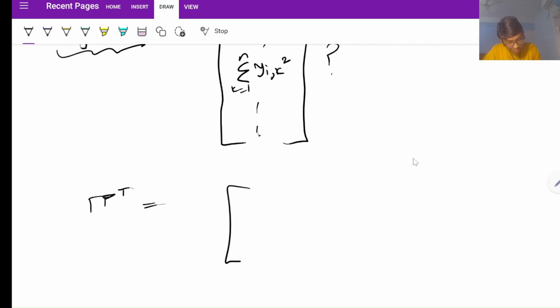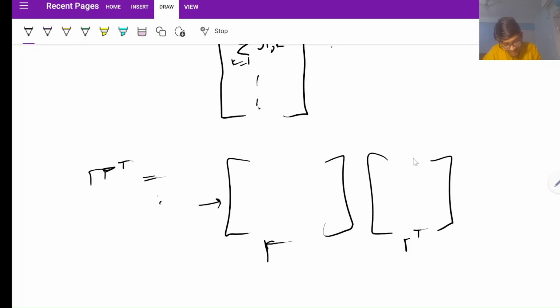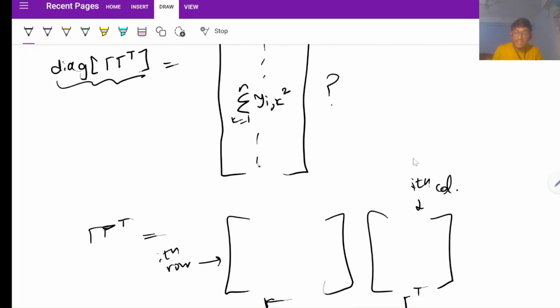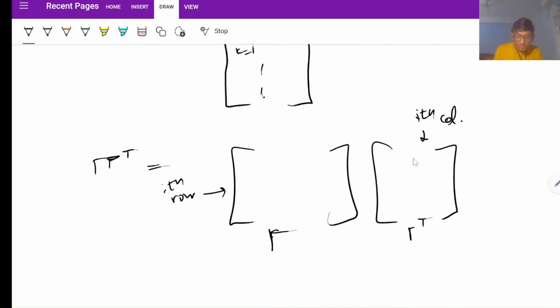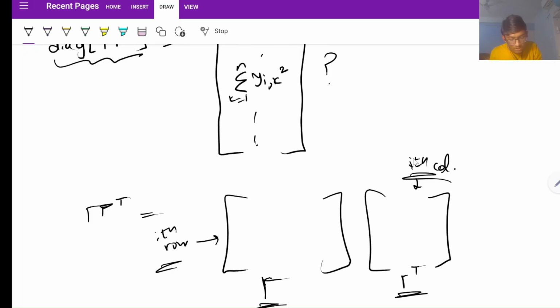Gamma times gamma transpose is just us multiplying the matrix gamma with its transpose here, right? And observe one thing, that the ith row of gamma will just be the ith column of your gamma transpose. And when we talk about the diagonal elements of gamma gamma transpose, then the diagonal elements will be of the form of i comma i, right? So consider the i comma ith element of gamma gamma transpose. That would just mean us multiplying the ith row of gamma with the ith column of gamma transpose. Basically we're multiplying two identical vectors, right? And you would simply just get the summation of gamma_{i,k} whole square.